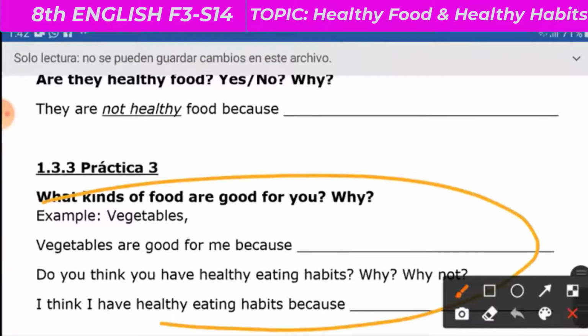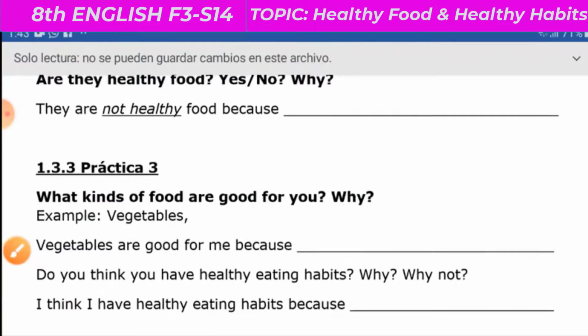Puedes tomar el screenshot here. You can take a screenshot here. Le he dado un inicio. But you have to complete the answer.